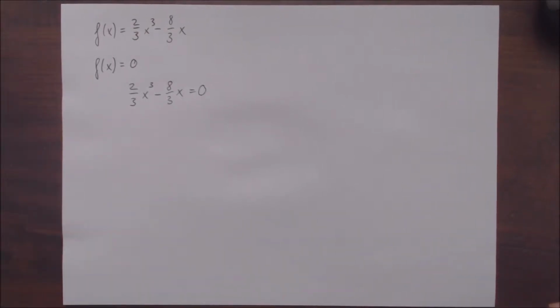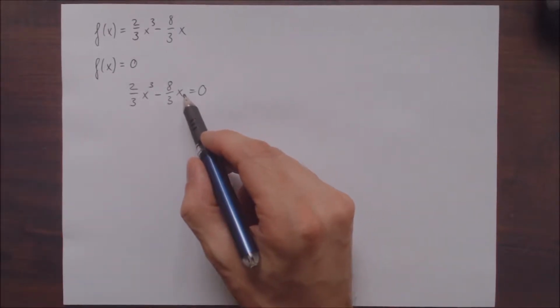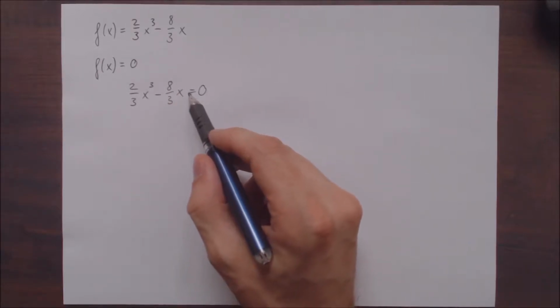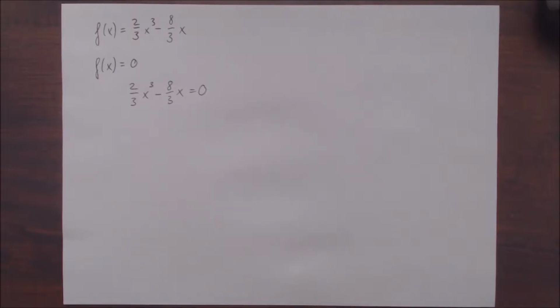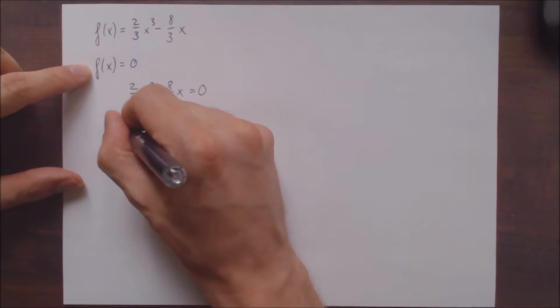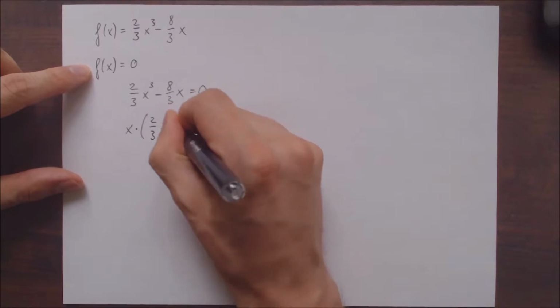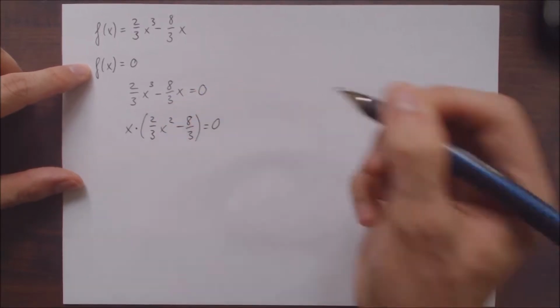We cannot use the PQ formula because we have a cubic function, not a quadratic function. But we also have no constant value. A constant value would be something, if after this 1/3 x, there would be a +7 or something like this, anything that does not contain an x. But we don't have that. And if we don't have such a constant value, we can factor out the x. That means x times, and then in brackets, 2/3 x squared minus 1/3 equals 0.